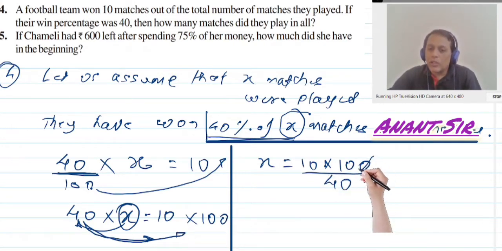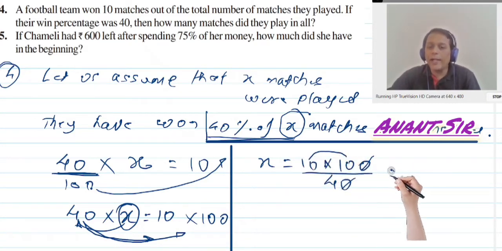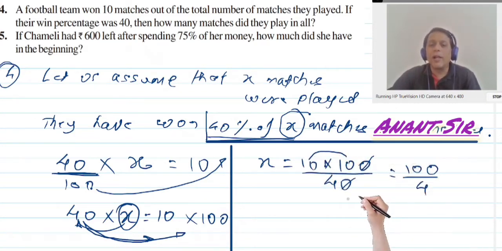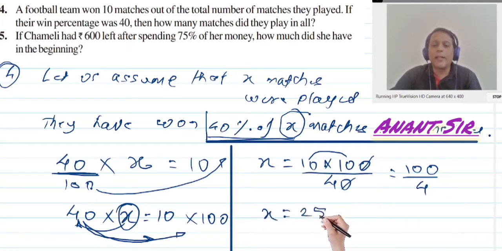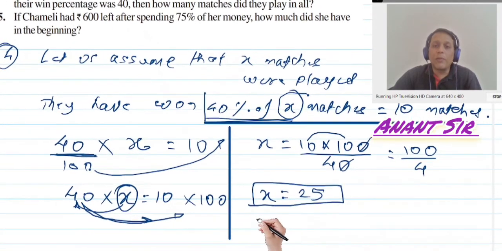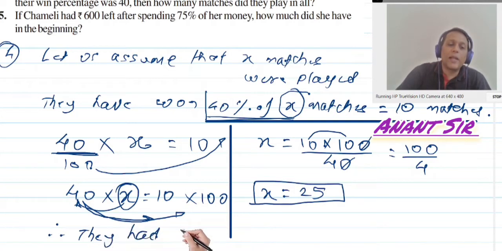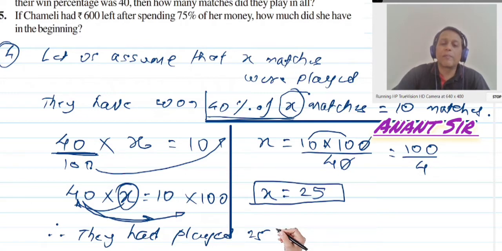Now I am going to just cut the zeros, okay, and now what is 10 into 10? 10 into 10 is 100, divide by 4, so you get the answer as 100 by 4, that is 25. That means how many matches did they play in all? That means they had played 25 matches.